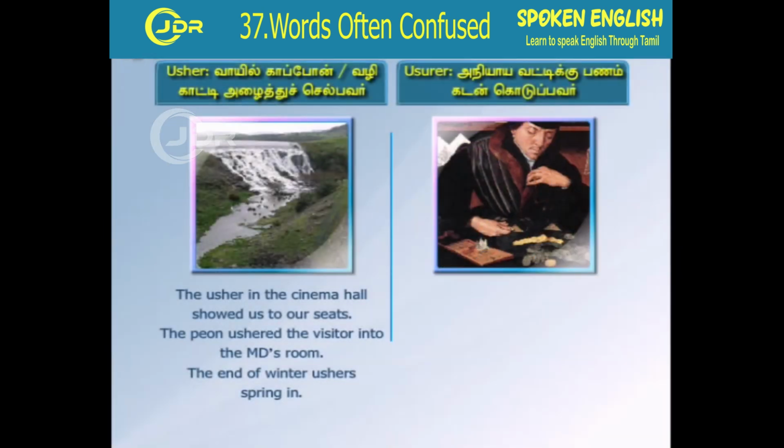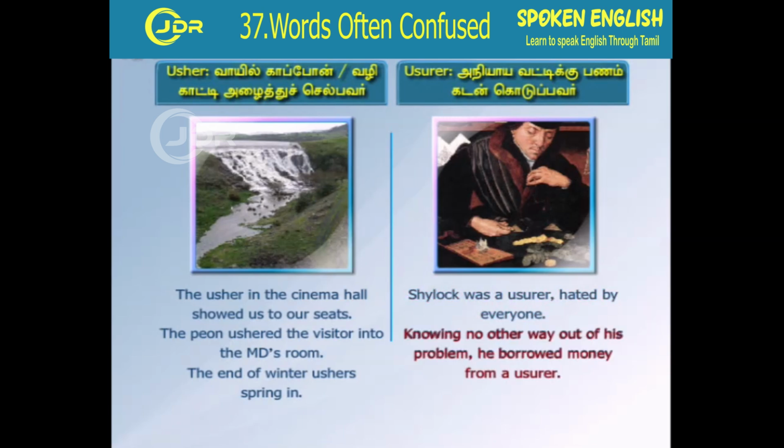Usurer. அநியாய வட்டிக்கு பணம் கடன் கொடுப்பவர். Shylock was a usurer hated by everyone. Knowing no other way out of his problem, he borrowed money from a usurer. The usurer's greed surpassed all levels of decency.